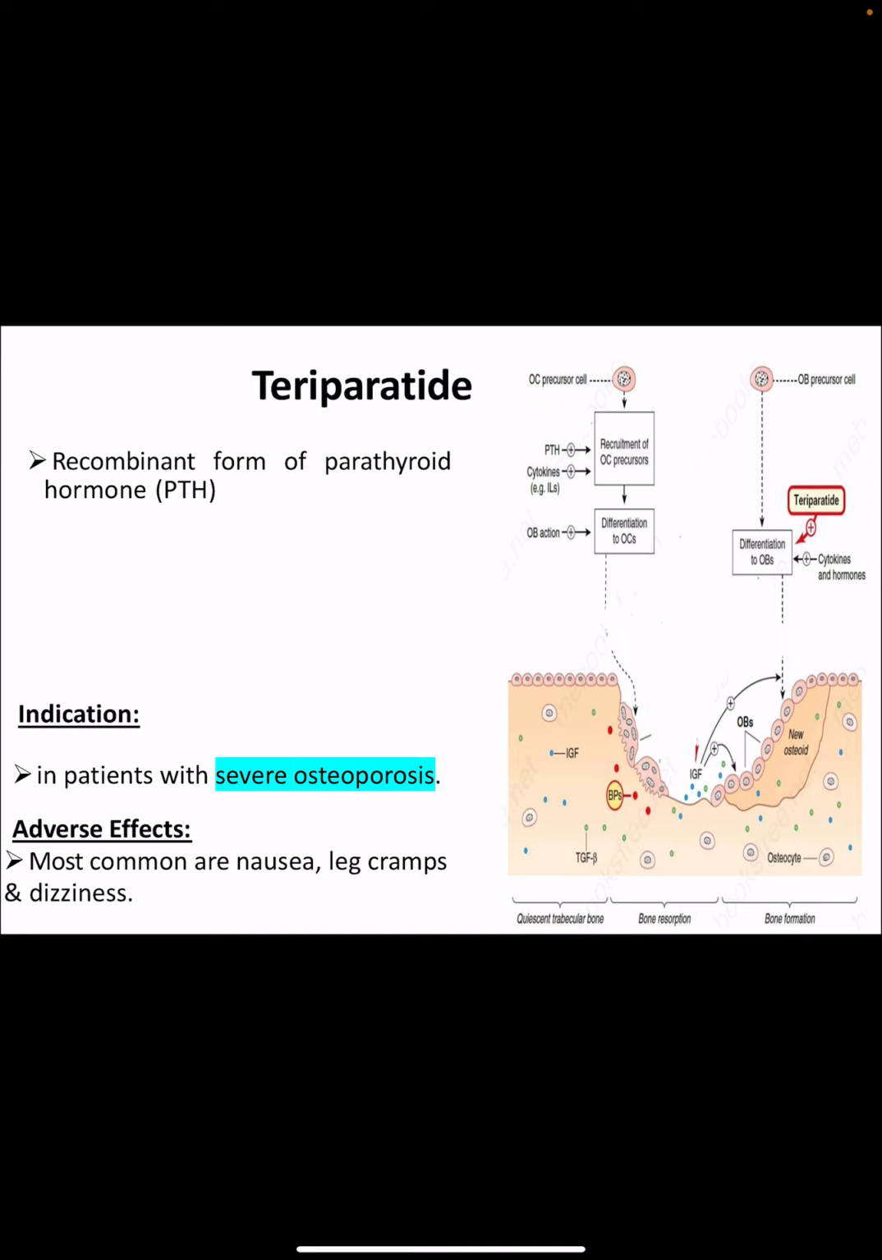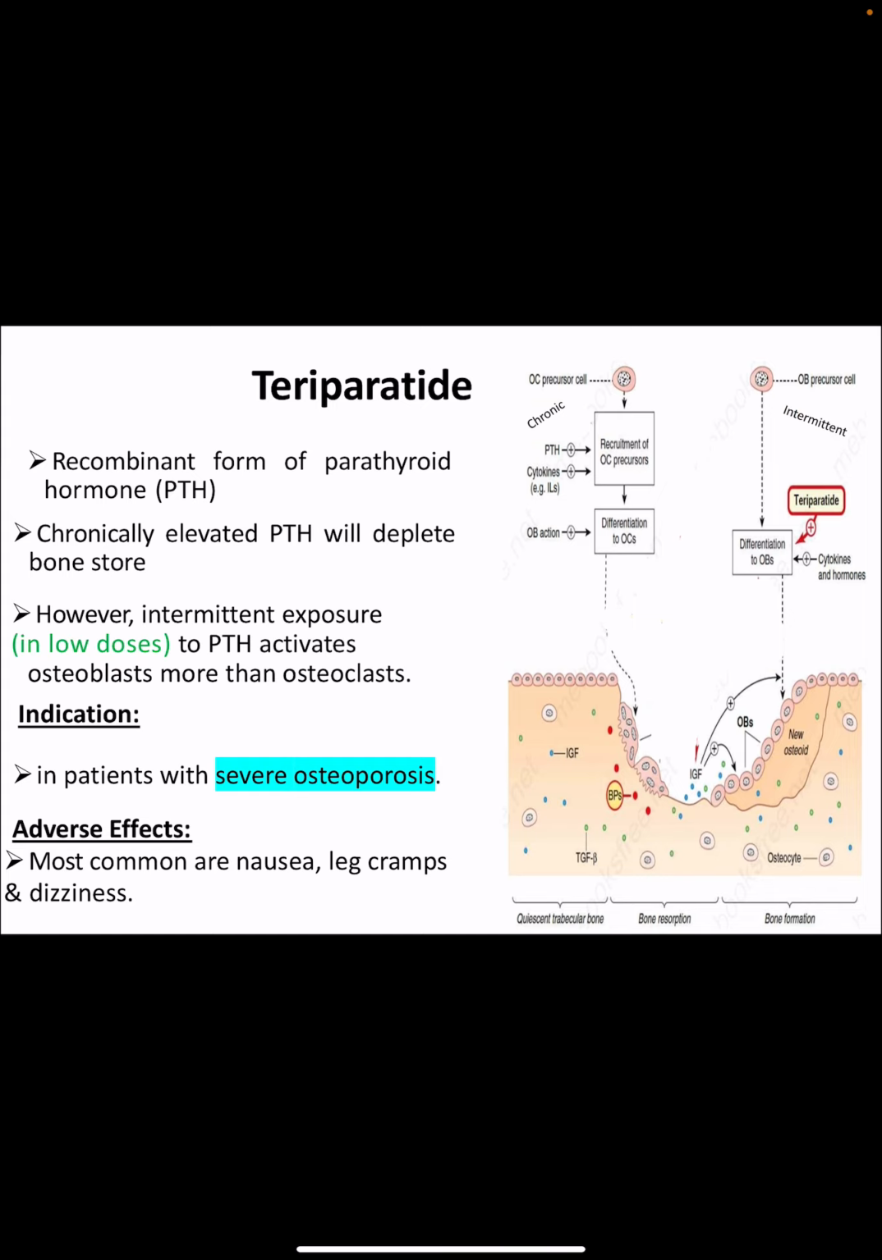Okay? So let's see. One last slide. So recombinant form of parathyroid hormone. Look here. This is the chronic use of parathyroid hormone. You see the word chronic up. This will lead to what? Chronically elevated parathyroid hormone will deplete bone stores. But if I give it intermittently, like teriparatide, if I give it intermittently in low doses, it will activate osteoblast more than osteoclast. So this is how they fixed it.